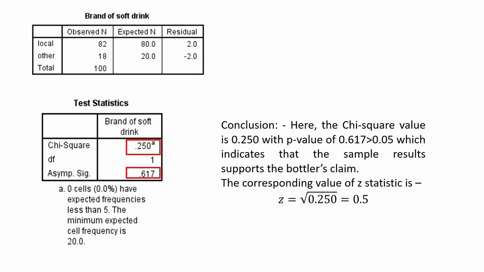The conclusion that can be drawn from this is, here the chi-square value is 0.250 with p-value of 0.617, which is greater than 0.05, which indicates that the sample results support the bottler's claim. That is, the company which is claiming less than 20% of their customers are buying or consuming other brand soft drinks is true. The corresponding value for that statistic is Z is equal to root over of 0.250, that is 0.5.